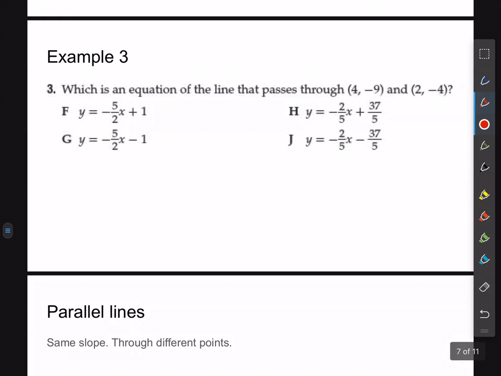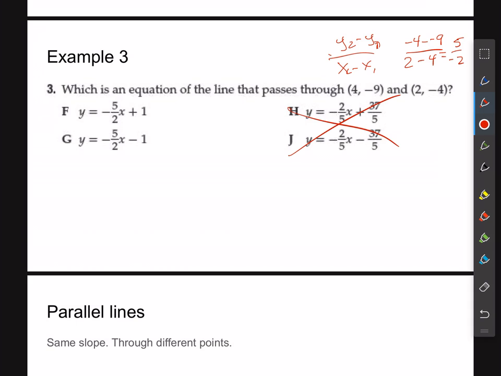Example 3 says, which is the equation of a line that passes through these 2 points? To find that, I first need to find my slope. So to find the slope again, y2 minus y1 over x2 minus x1, and just plug in what we need. So y2, let's call it negative 4. Negative 4 minus negative 9 over 2 minus 4. That is equal to negative 4 plus 9, which is 5, over 2 minus 4, which is negative 2. So the slope is negative 5 halves.